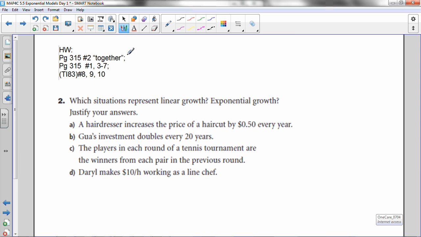So this was one of the ones we're going to do together, which is I'm going to do it with you. Which situations represent linear growth, exponential growth? Justify your answers. A hairdresser increases the price of a haircut by 50 cents every year. So notice that we're adding 0.5. Well, adding 0.5 every year, the same amount every year, isn't a percent increase. That would, if it was a percent increase, that would be exponential growth. This is the same amount each time. This is linear growth. The investment doubles. That means multiplying by 2. That sounds a lot like exponential growth. That one's exponential.